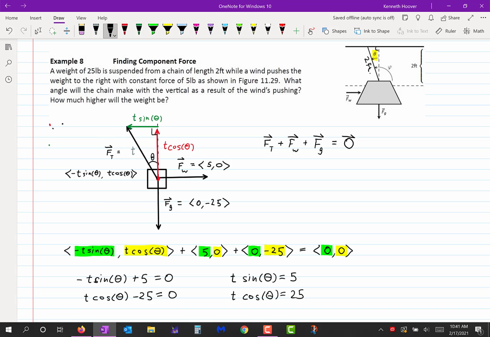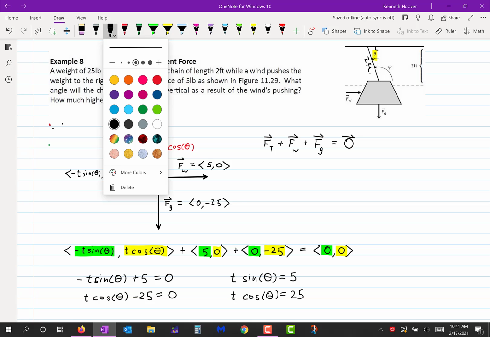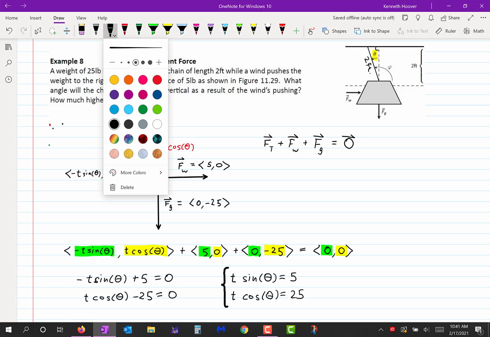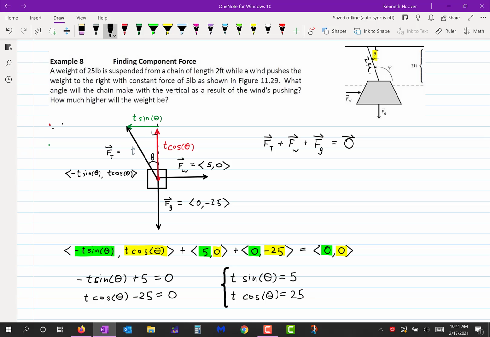Now, how are you going to solve this? You should all be able to, but it is a little bit harder than the last one because it's got some trig in it. So I'm going to work through this one with you. Let's square both equations. We get t squared sine squared theta equals 25, and t squared cosine squared theta equals 625. Let's add those together.